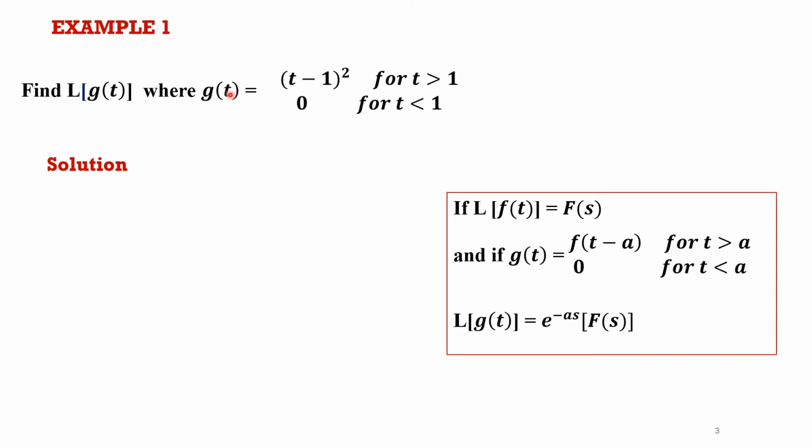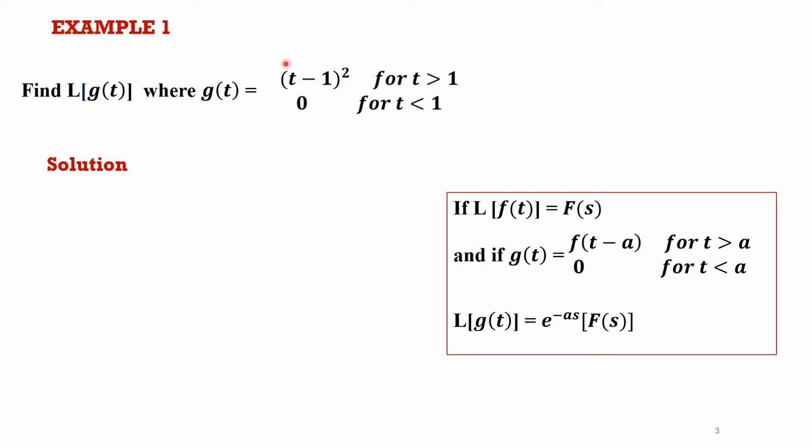So here we are given g of t is t minus 1 the whole square for t greater than 1, and equal to 0 for t less than 1. We have a similar form, so we can say that the a value is equal to 1. If I compare both the functions, the a value will be equal to 1. So we require a and we require F of s. F of s is got by calculating L of f of t. So how to get f of t? f of t is got from this function.